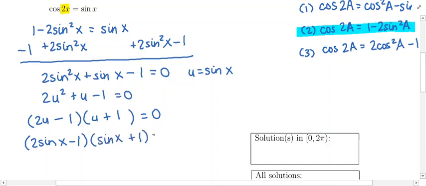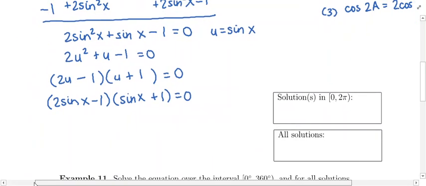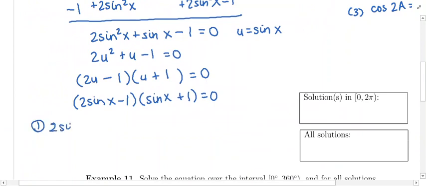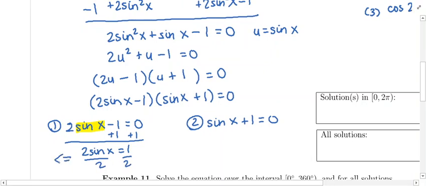And then I need to take each factor, set it to 0, and solve. So I'm going to take 2 times the sine of x minus 1, set that equal to 0, and then take sine of x plus 1, set it to 0. I'm going to go back to this first equation. It's linear, so I'm going to isolate the sine x. If I add 1 to both sides, I get 2 sine x is equal to 1, divide by 2. This is telling me that sine of x is equal to 1/2.